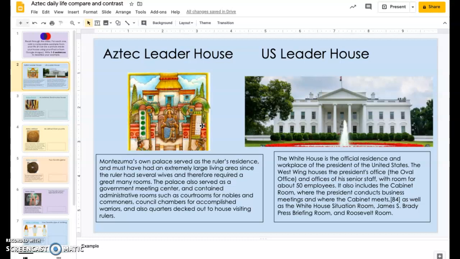So I'm going to give you an example of an aspect of the Aztecs' daily life. And I really do encourage you to read it because it will help you know what to do for your project later. But this shows Montezuma's palace. He actually had a zoo, fun fact, in his house, allegedly. So that's pretty cool. And then, of course, there is one of our leaders' house in the U.S. If we're talking the federal government, the White House. And I gave some information here about the White House. You don't have to do anything with this slide. This is just to show you what it should look like when a slide is complete.